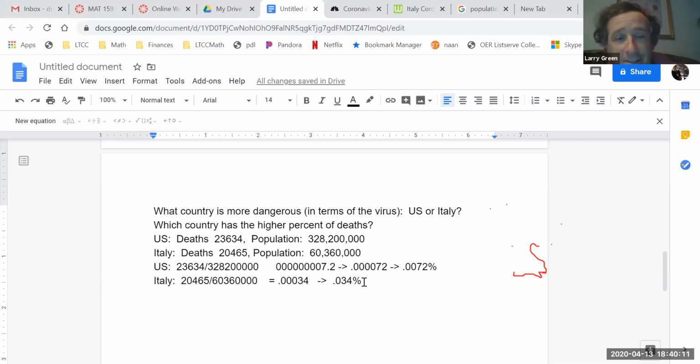Even though if you read the news, it makes the U.S. look much worse. I don't know if you've been watching the news about that, but they're making it look like the U.S. is the worst place to be, and it's not. And that's because we compare. So hopefully it's clear to you that 0.0072% is less than 0.034%.